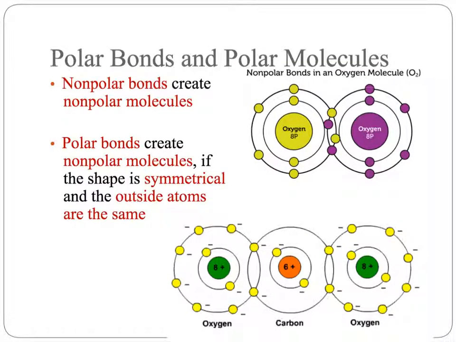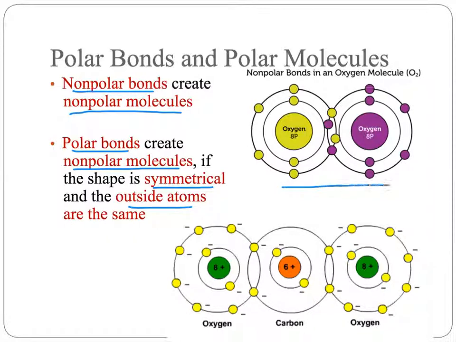Along with talking about bonds being nonpolar or polar, we also talk about molecules being nonpolar or polar. And there is a relationship between the types of bonds and the type of molecules. If you have nonpolar bonds in a molecule, and only nonpolar bonds, then you create a nonpolar molecule, and that seems pretty straightforward. But if you have polar bonds within a molecule, you can also create a nonpolar molecule if the shape is symmetrical and all the outside atoms are the same.